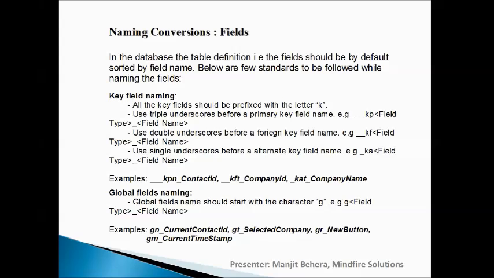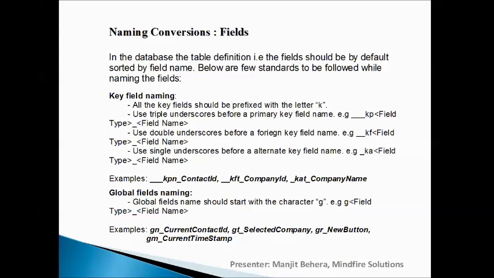Then use a single underscore for the alternative key, that is underscore k a, then field type, and then field name. Here are the examples: triple underscore kfen underscore contact id, double underscore kft company id, underscore kat underscore company name.